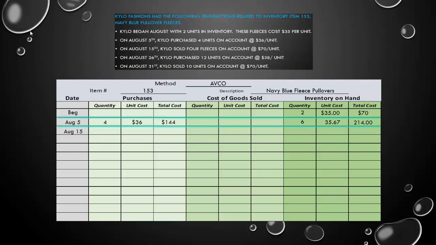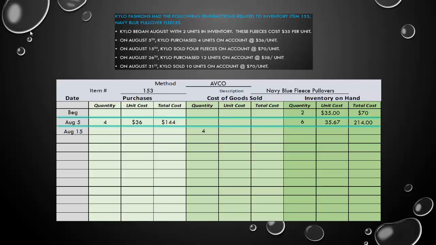On August 15th, we're going to make a sale, and we're selling 4 units at $70 a piece. Again, $70 is our sales price, but we need to figure out what our cost of goods sold that we're going to record on this transaction is. How many units are we selling? We're selling 4. And in the AVCO method, whenever you make a sale, you sell at your last known unit cost of your inventory on hand.